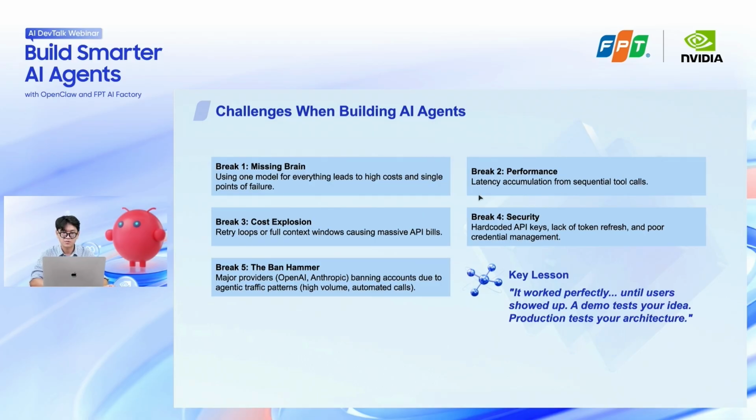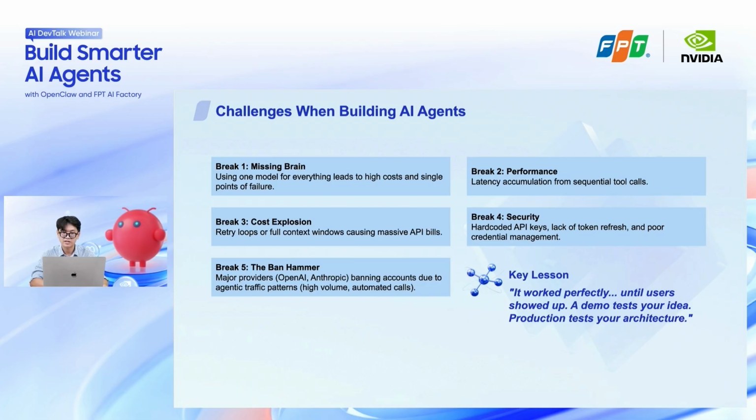Break 2, the performance. Every tool call is a model round trip, 1 to 3 seconds each. A 5-tool workflow, 15 seconds. So your user is watching a spinner while your agent deliberates like a philosophy professor who got asked what time it is.